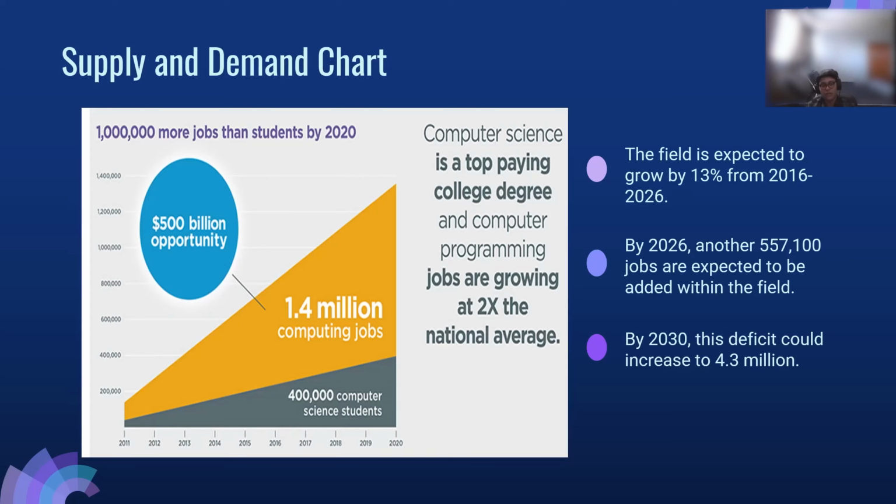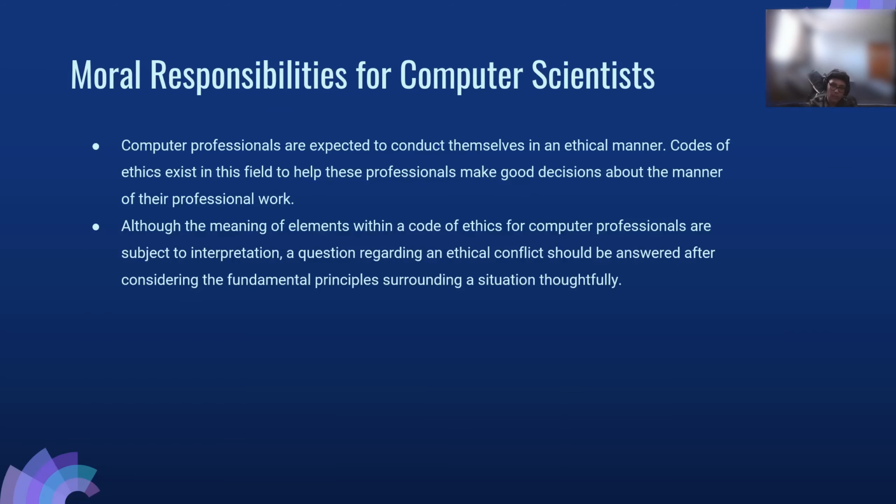Here's a supply and demand chart for computer sciences. As you can see, there are 1.4 million jobs available, but only 400,000 computer science students. That's a 1 million occupation gap. As you can see on the side, the field is expected to grow by 13% from 2016 to 2026. By 2026, another 557,000 jobs are expected to be added within the field. And lastly, by 2030, this deficit could increase to 4.3 million. Computer science is a top paying college degree, and computer programming jobs are growing at 2 times the national average.